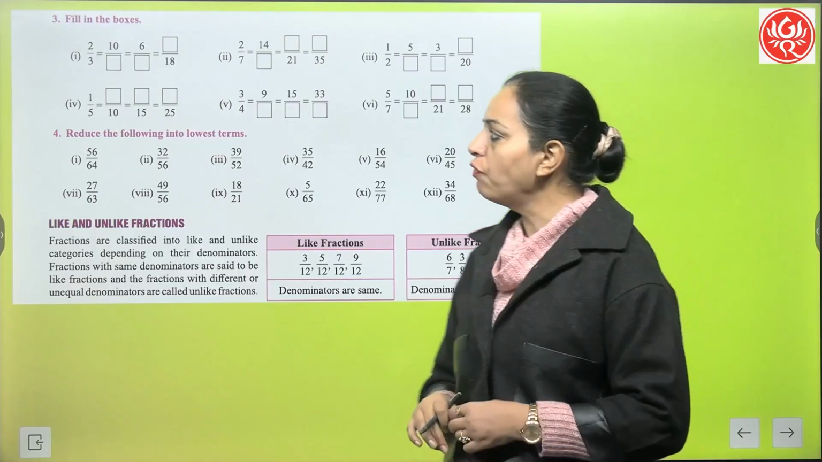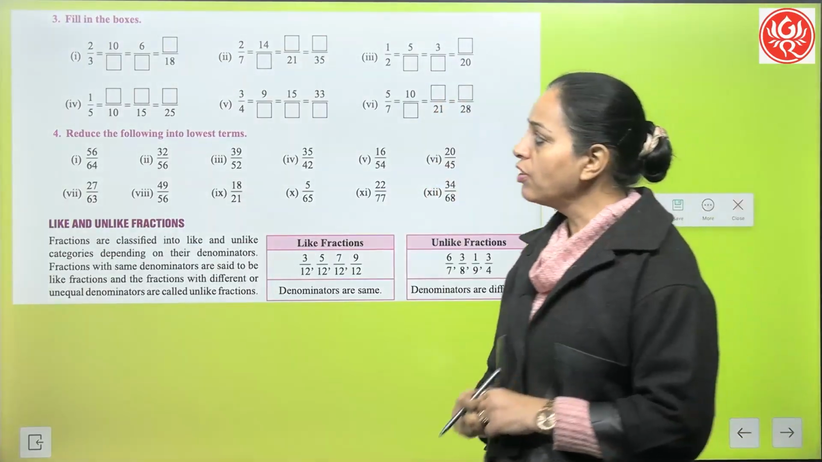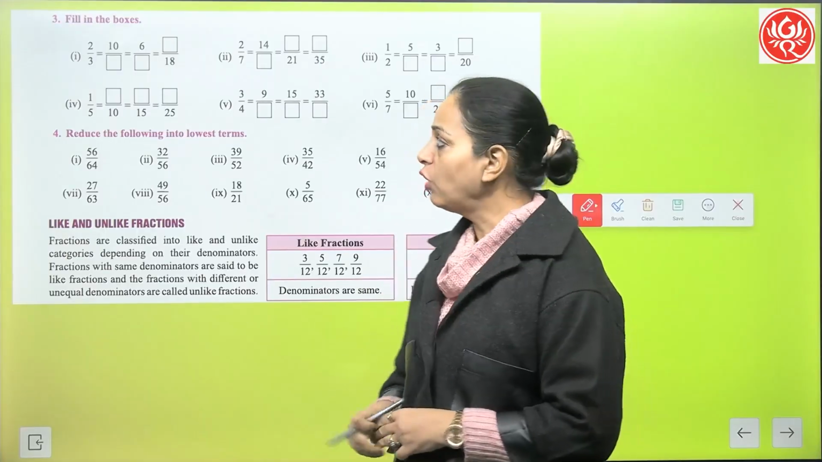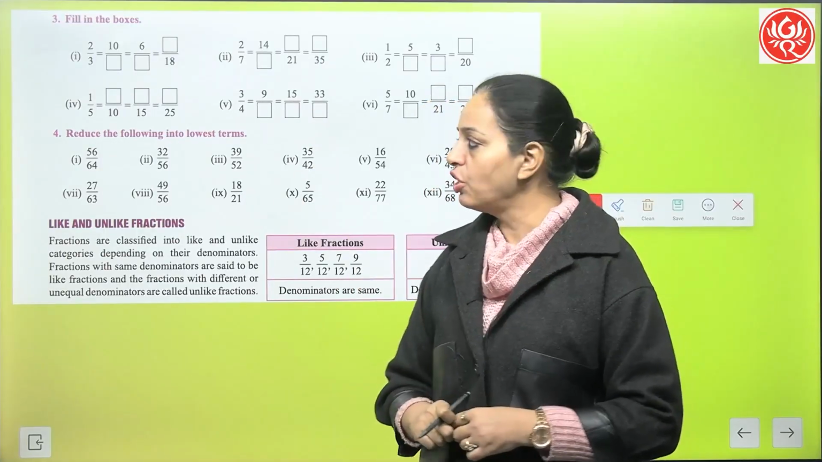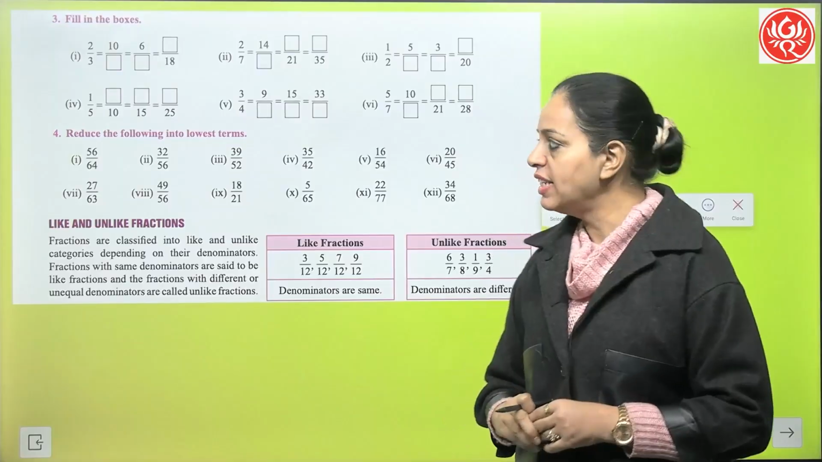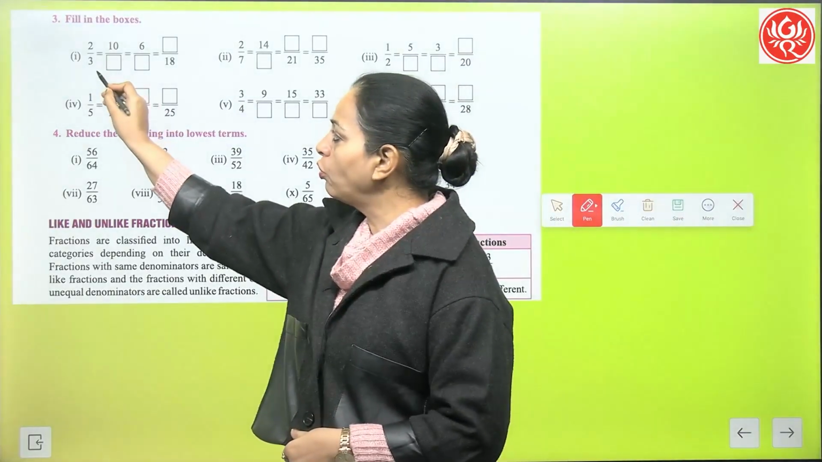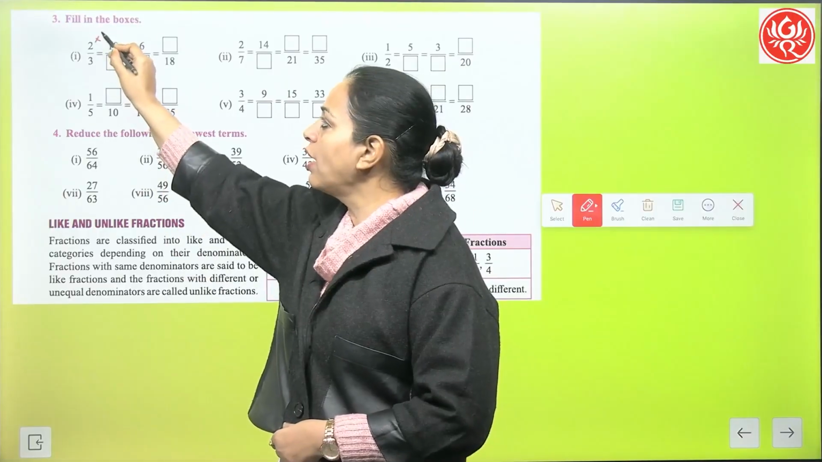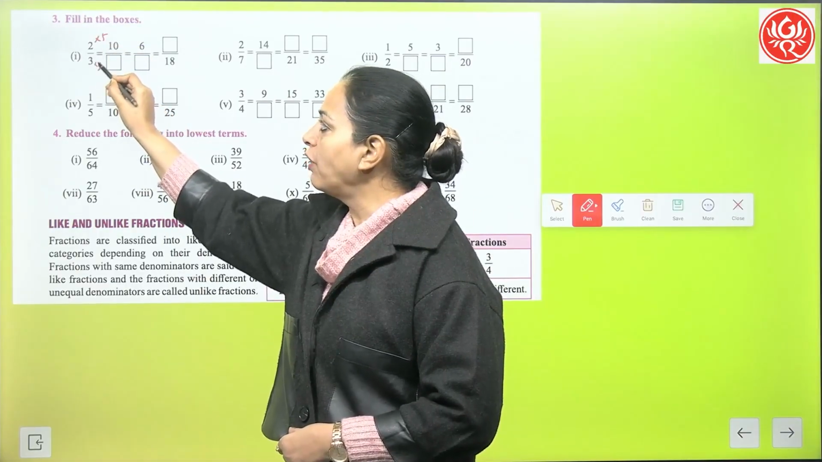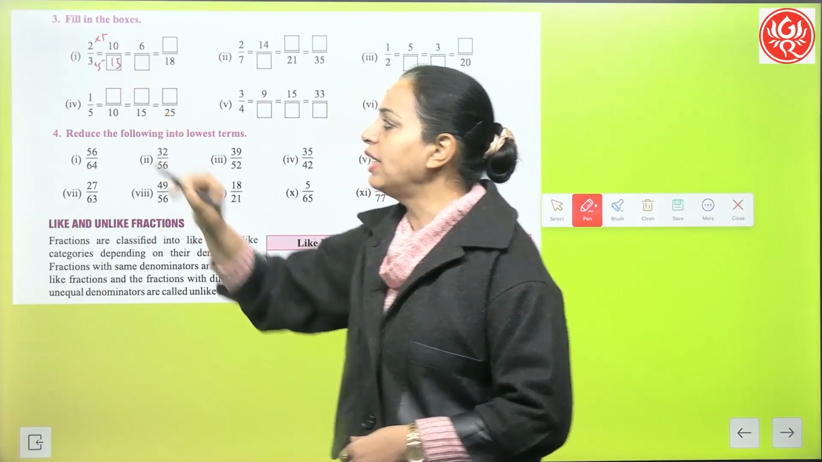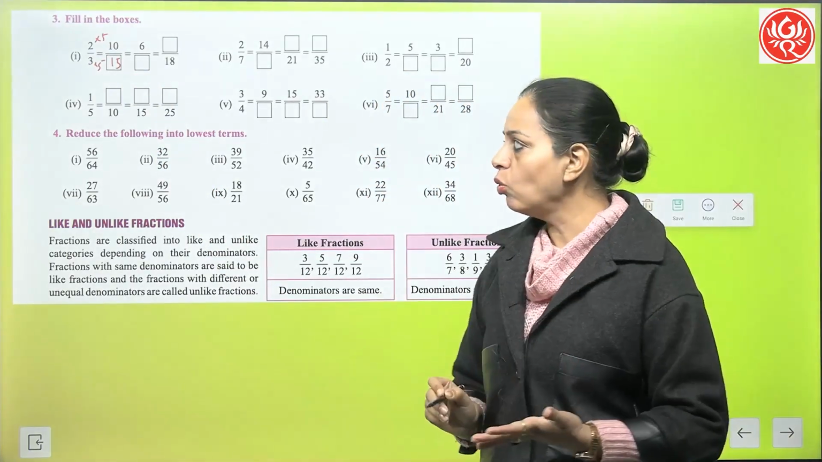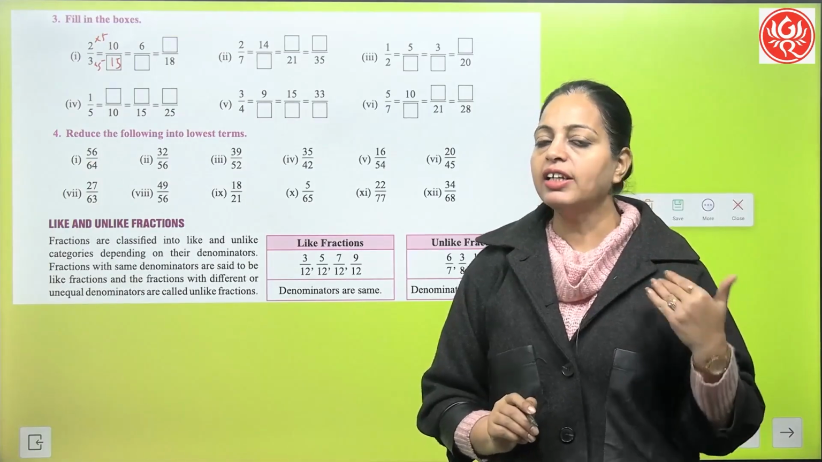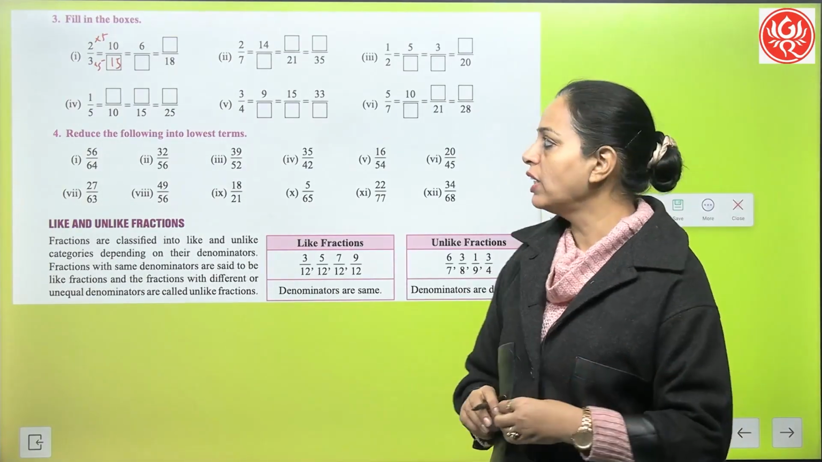Now third question, fill in the boxes. Like the first one, 2 by 3 equals 10 upon dash equals 6 upon dash equals dash upon 18. Now look at 2 upon 3. So 10, how can we get 10 from 2? 2 5s are 10, so 3 into 5, that is 15. Okay, this is the rule. We have to multiply the numerator and denominator by the same number, right?